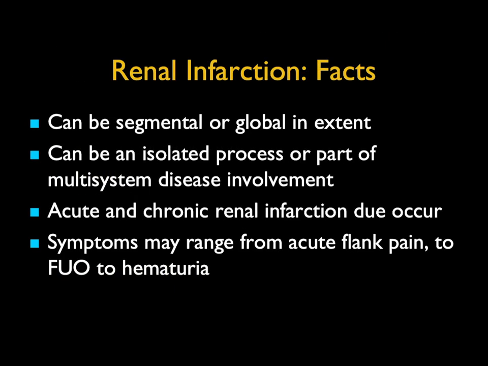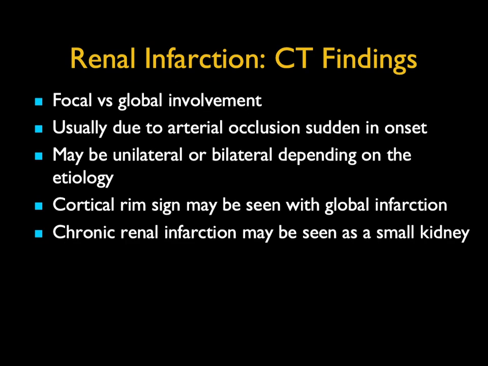So what about renal infarction? Can be segmental or global. Most commonly it's segmental. Can be an isolated process or part of a multi-system or multi-organ disease process. Acute and chronic renal infarction do occur, and symptoms can range from acute flank pain to fever to hematuria. On CT, as I mentioned, most of the time it's wedge-shaped, which is focal, versus diffuse and more global in nature.